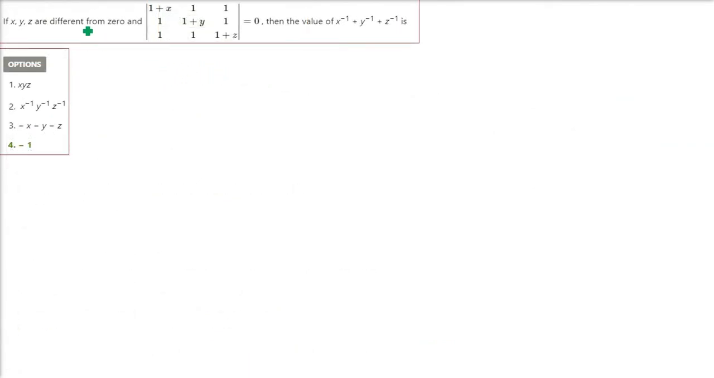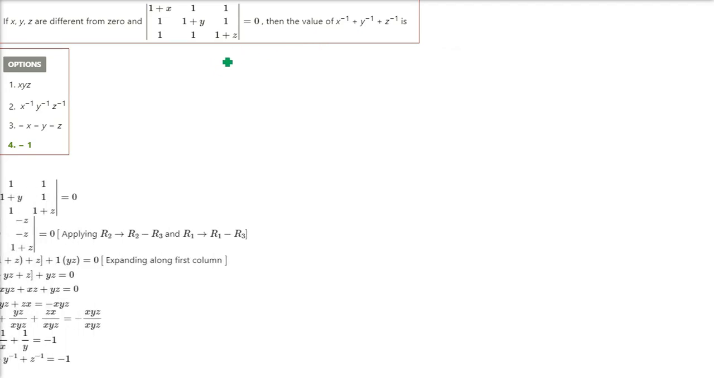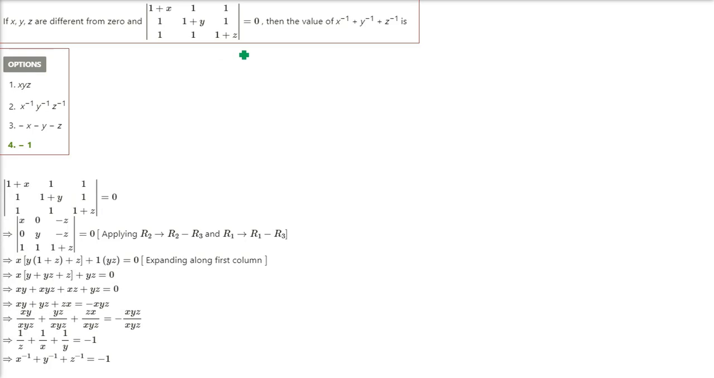If X, Y, Z are different from 0 and this equals 0, then the value of X inverse, Y inverse, Z inverse is. So what will be the answer here? The answer is 4th. How it will come? How we have actually achieved this?